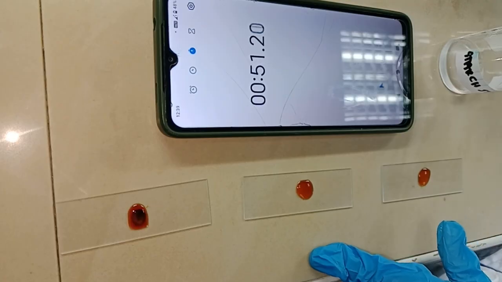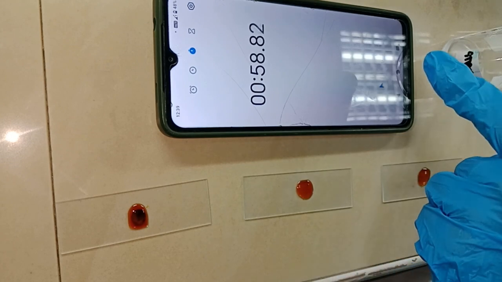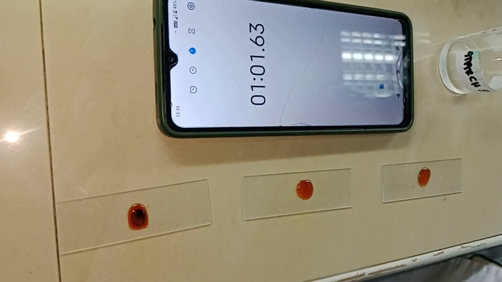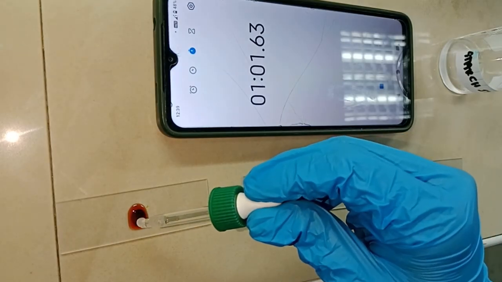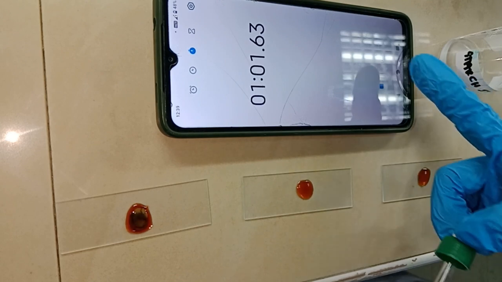The results showed that salivary amylase was most active at pH 7, which is near neutral pH. At pH 4, enzyme activity decreased significantly because acidic conditions interfere with the enzyme structure and active site. At pH 9, activity was also decreased because highly alkaline conditions affect enzyme stability. This explains why salivary amylase works efficiently in the mouth but becomes less active in the acidic environment of the stomach.